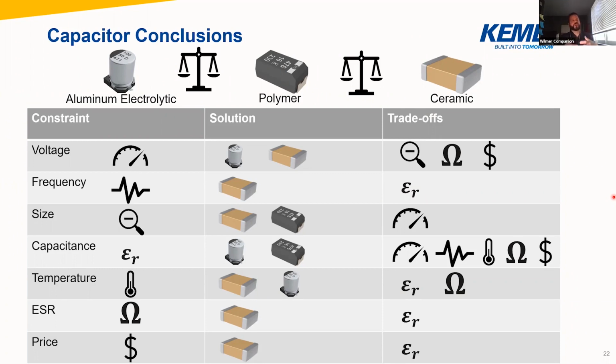I want to arm you with some of the knowledge of what these trade-offs might be. And of course, there looks like there's a little bit of overlap here between some of the constraints and the trade-offs, and that's because, as I said earlier, how important that trade-off is what's going to drive you to choosing one type of technology or another.